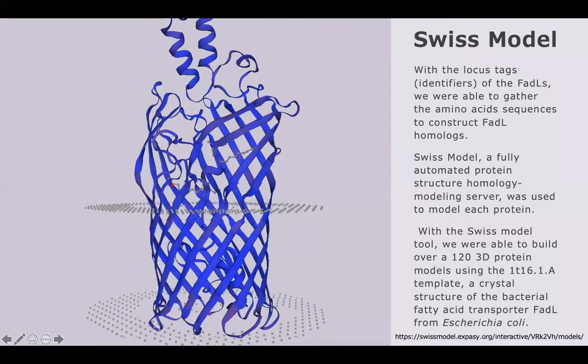Swiss-Model. With the locus tags/identifiers of the FadLs, we were able to gather the amino acid sequences to construct the FadL homologs. Swiss-Model, a fully automatic protein structure server, was used to model each protein. With the Swiss-Model tool, we were able to build over 120 3D protein models using the 1T16.1.A template, a crystal structure of the bacterial fatty acid transporter FadL from E. coli. So this is basically how all of our FadLs look because we built them off of an E. coli template.